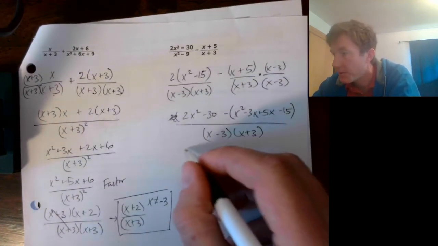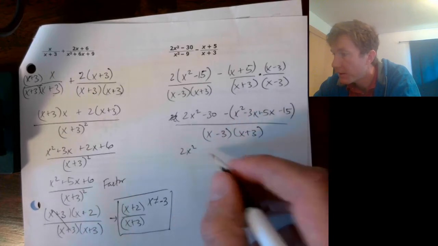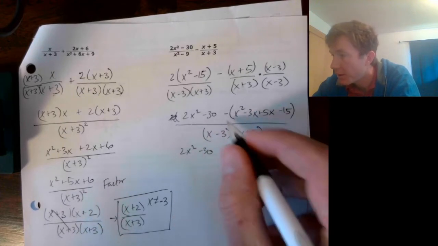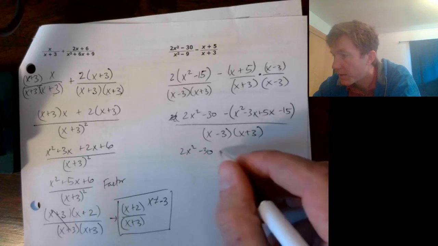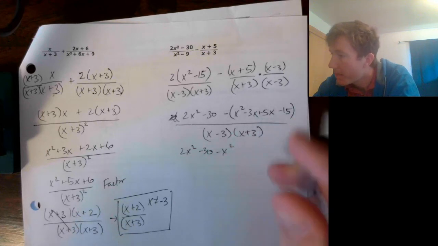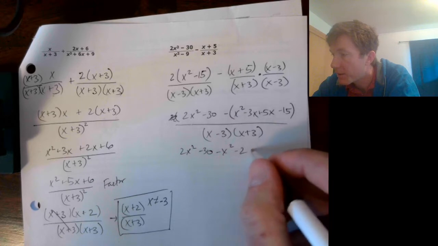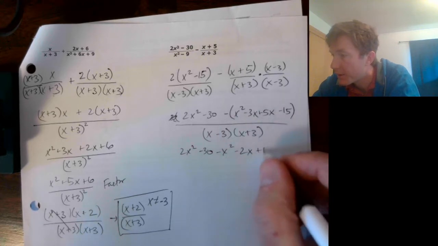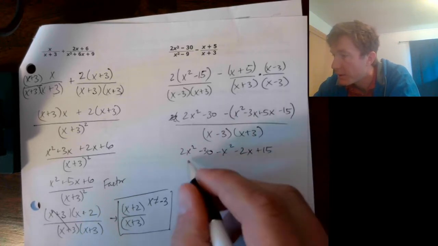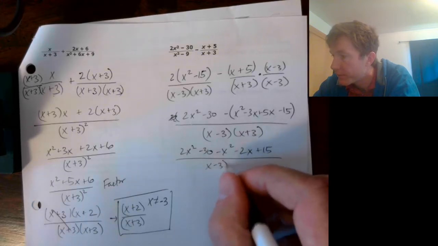Let's combine some things. We have 2x squared minus 30. I'm going to distribute the minus x squared. Combine these. This will be 2x with the minus, that's minus 2x, minus 15, that's 15. All over the same thing.